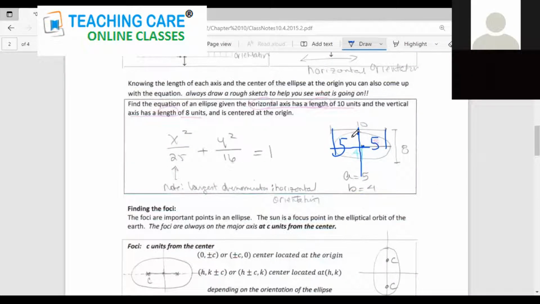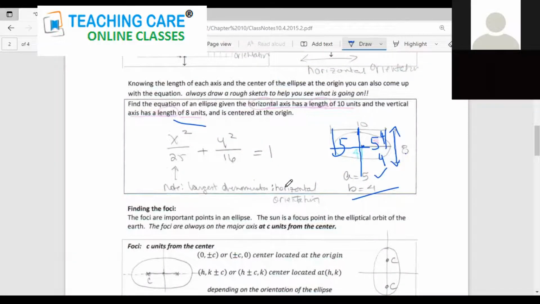Now, we are going to consider only the horizontal axis and the vertical axis. So A is half the portion, so A is equal to half of 10, which is 5. B will be the vertical portion of length 8 units, so this is 4 and this is 4. Now it is easy to frame the equation. Since it's horizontal, I'm going to use the first formula: x squared over 25 plus y squared over b squared, which is 4 squared, 16.